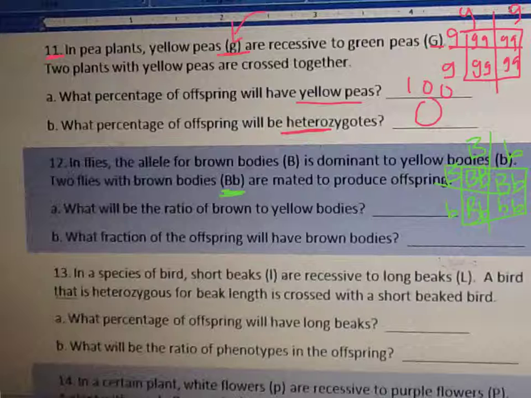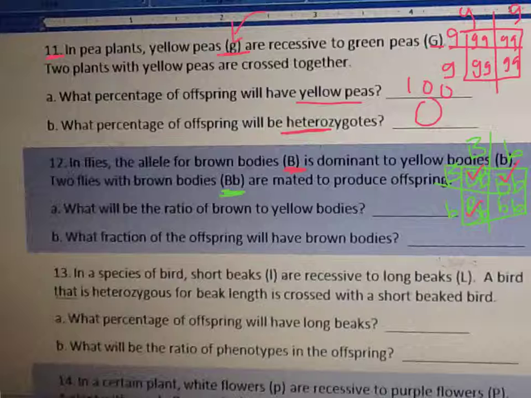Okay? Ratio of brown bodies to yellow bodies. So now we actually have to be careful because we have a bunch of different letters going on. If big B is there, it is dominant and it will win. So we have 1 big B, 2 big B, 3 big B's.